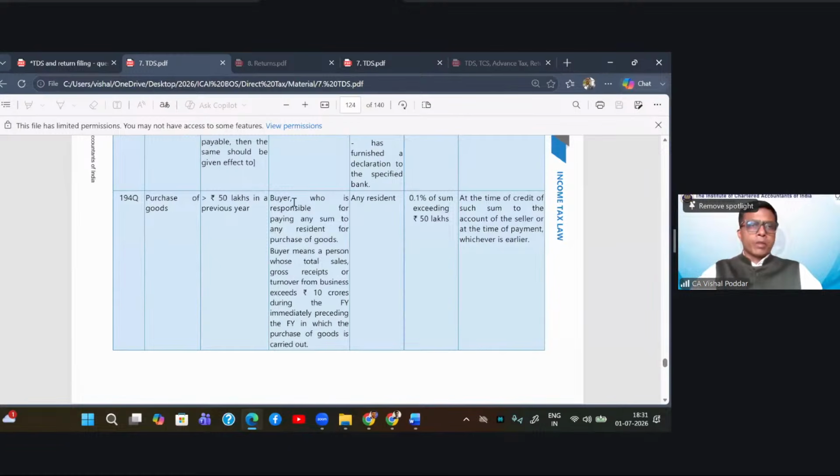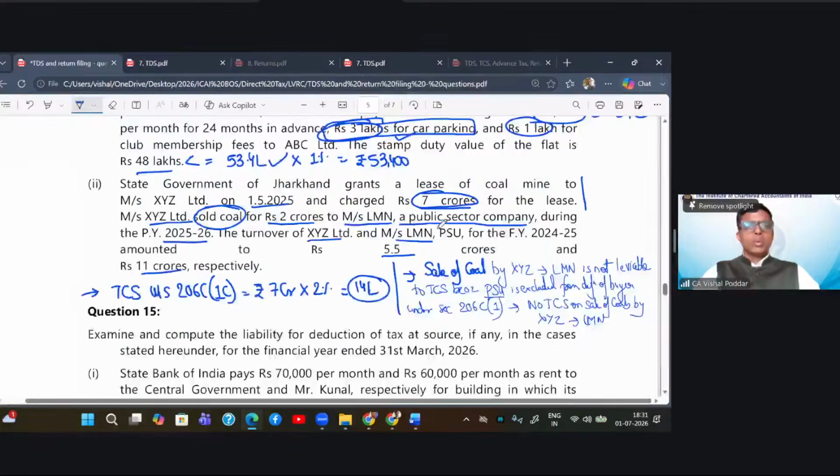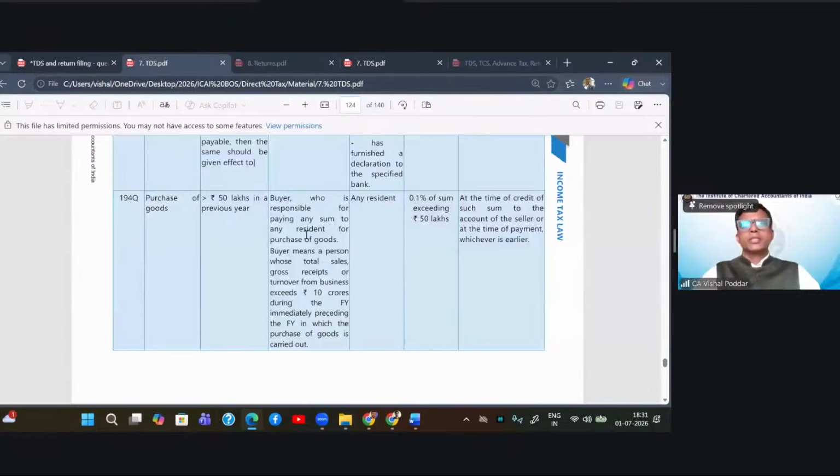Most important, who should be the buyer? The buyer who is responsible for paying any sum to any resident for purchase of goods. Buyer means a person whose total sales, gross receipts or turnover from business exceeds 10 crore in the immediately preceding financial year. Who is the buyer in this transaction? It is LM. The turnovers of last financial year are given. For XYZ it is 5.5, but for LM it is 11. And we are talking about the buyer, who is LM. So the buyer's turnover exceeds 10 crore. Even this condition is satisfied.